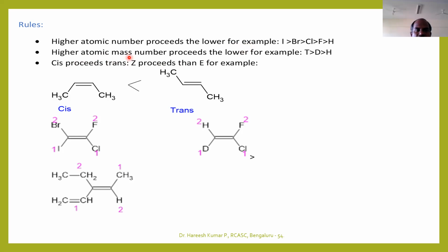Another one, higher atomic mass precedes the lower. So for example, tritium. Tritium is an isotope, and its mass number is 3. That means tritium takes priority compared to deuterium because the deuterium mass number is 2. Similarly, deuterium takes priority compared to hydrogen because the mass number of deuterium is 2, whereas the hydrogen mass number is 1.